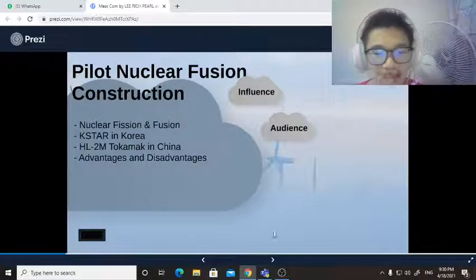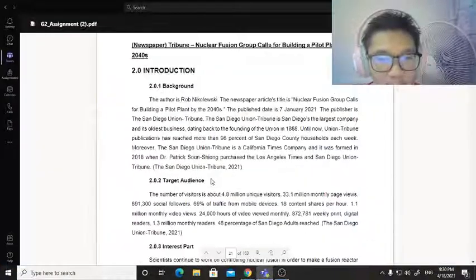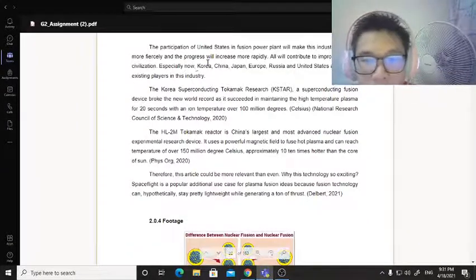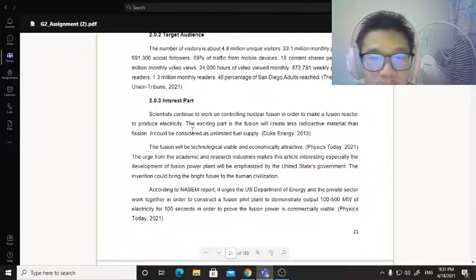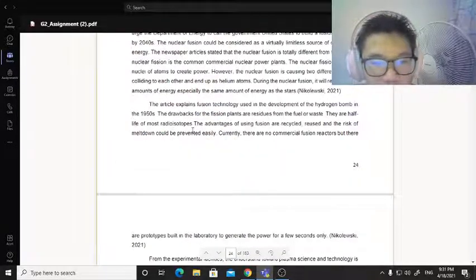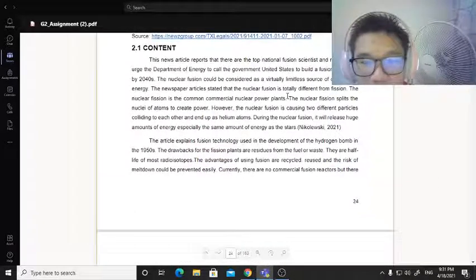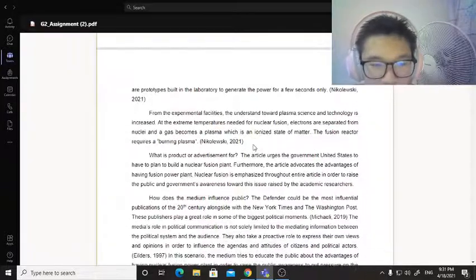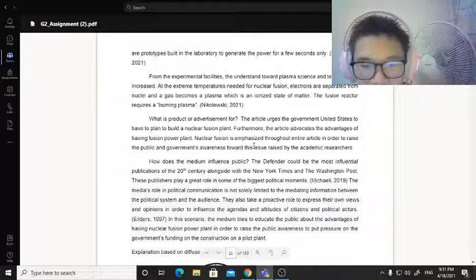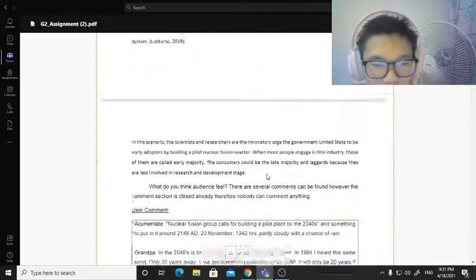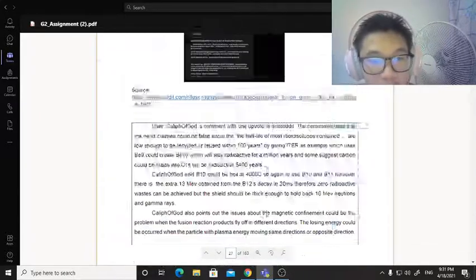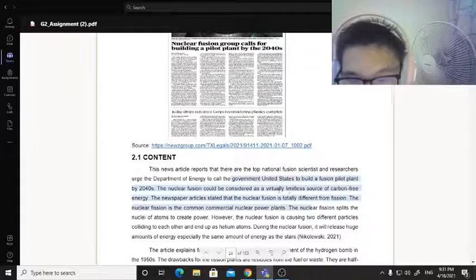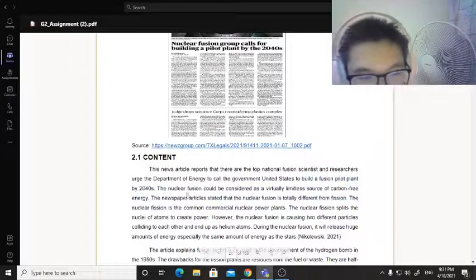As for the advantages, I think it is cleaner and more sustainable. Here, this is a virtually limitless source of carbon-free energy.